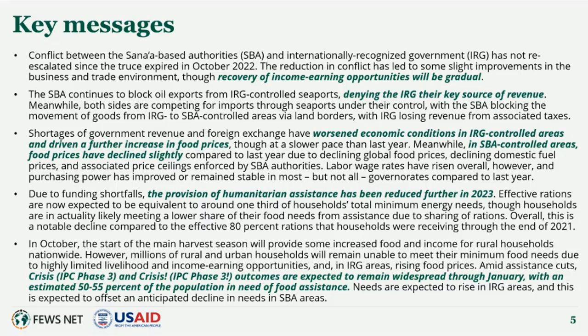Third, consequently, in IRG-controlled areas, shortages of government revenue and foreign exchange have worsened economic conditions and driven a further increase in food prices, though prices have risen at a slower pace than last year. Meanwhile, in SBA-controlled areas, food prices have declined slightly compared to last year due to declining global food prices, declining domestic fuel prices, and associated price ceilings strictly enforced by the SBA.